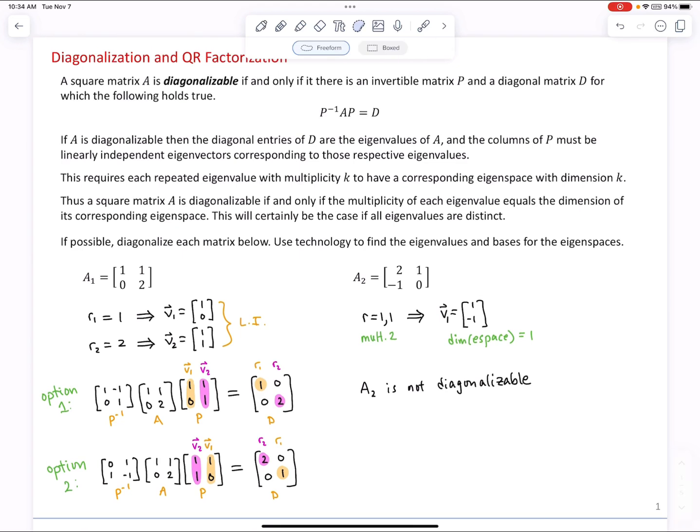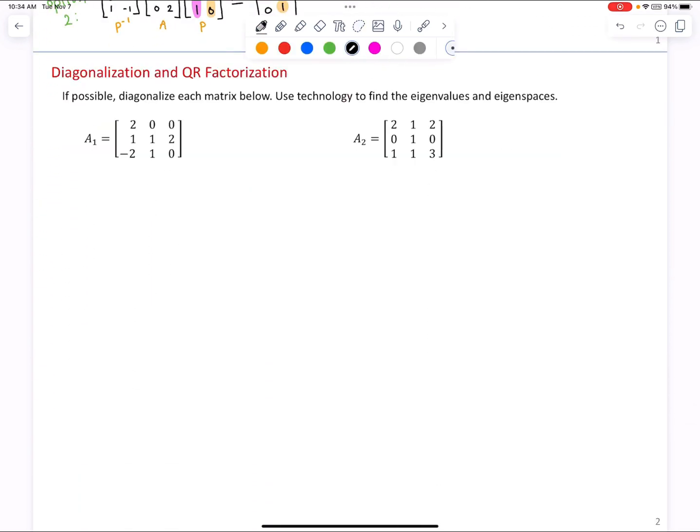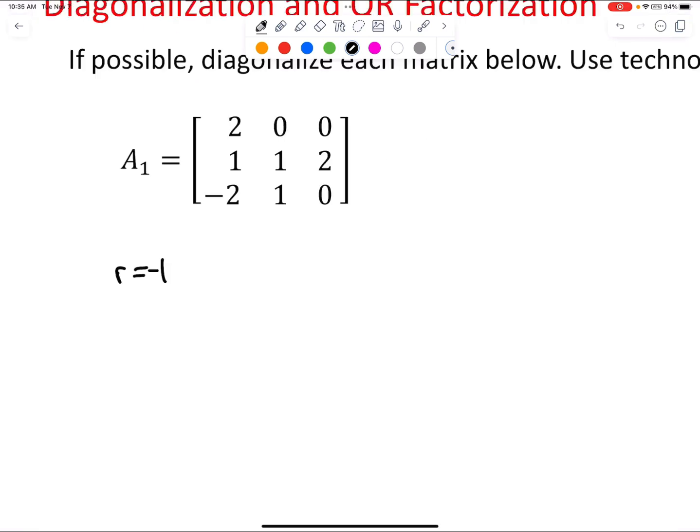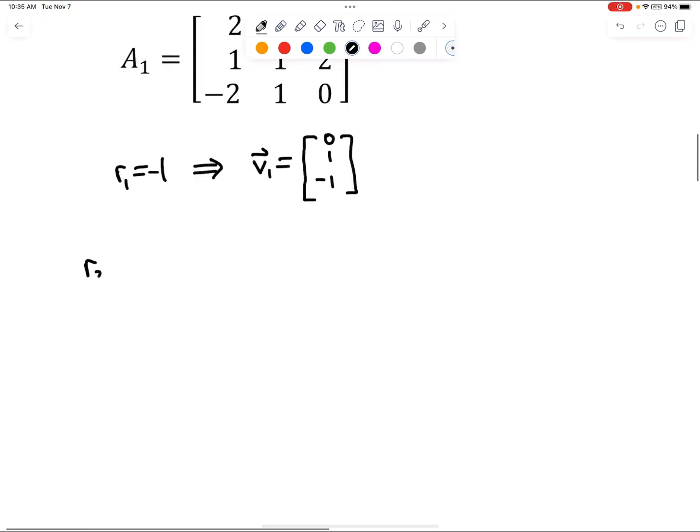Okay, let's go to the next page and analyze some 3x3s. Using technology on A1, we find that it has 3 eigenvalues. One of them is repeated. The first eigenvalue is -1, and it has a corresponding basis vector for its eigenspace of 0, 1, -1. However, the next two eigenvalues, R2 and R3, are both 2.